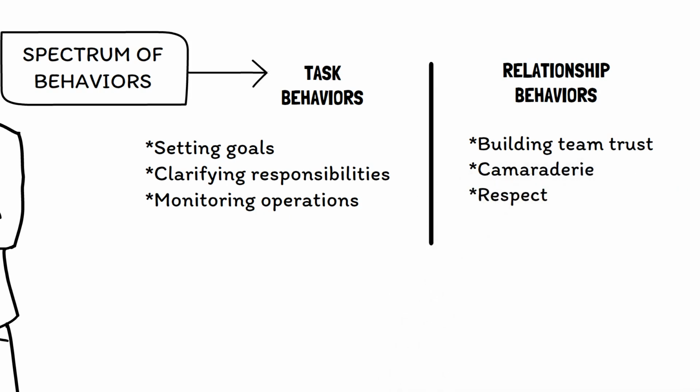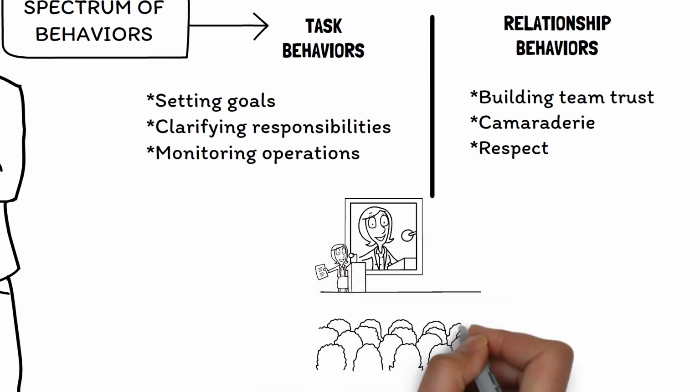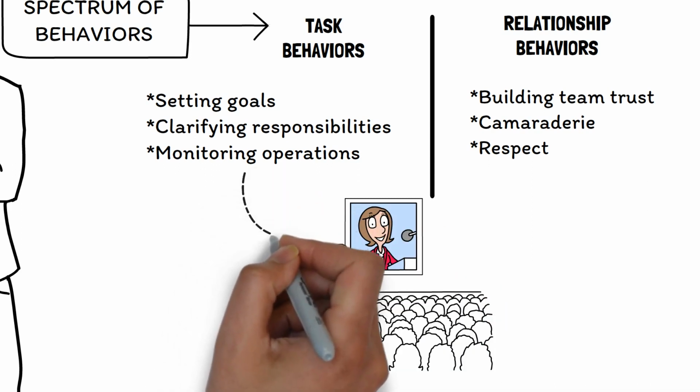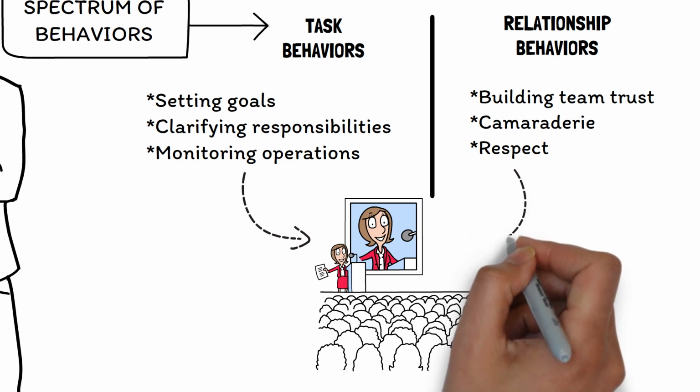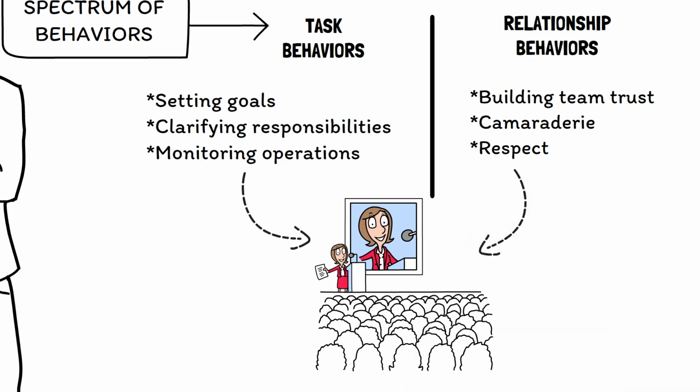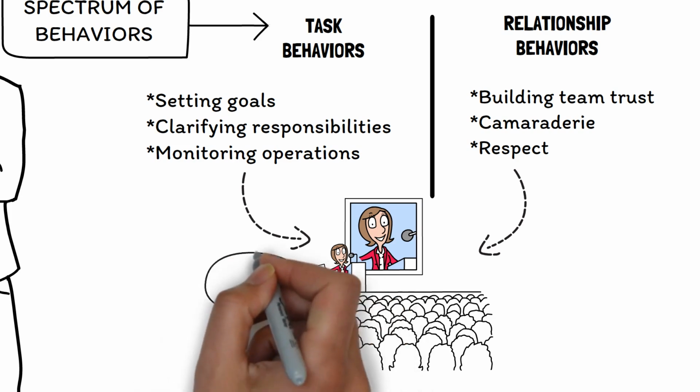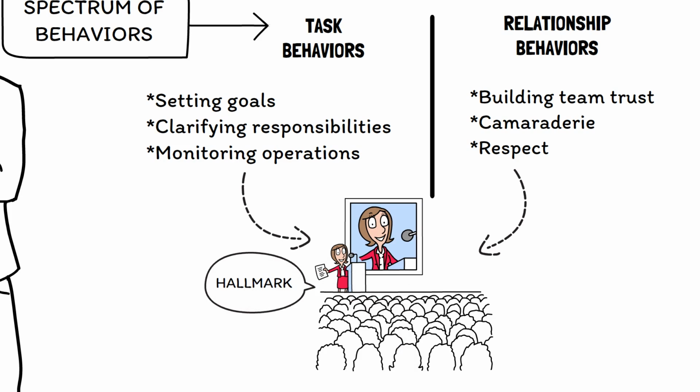respect. Consider Jennifer's observation of her leader, who sometimes directs the team with clear objectives, task behaviors, and sometimes works on building relationships within the group, relationship behaviors. This leader does not change her style based on who she is interacting with. She seamlessly integrates both styles. This is a hallmark of behavioral leadership, which is rooted in the flexibility and adaptability of leadership actions.